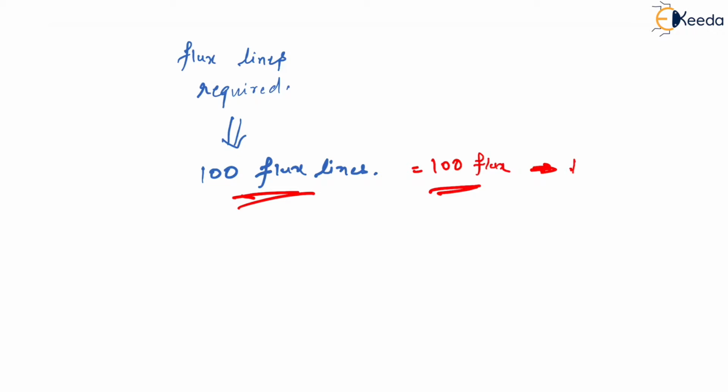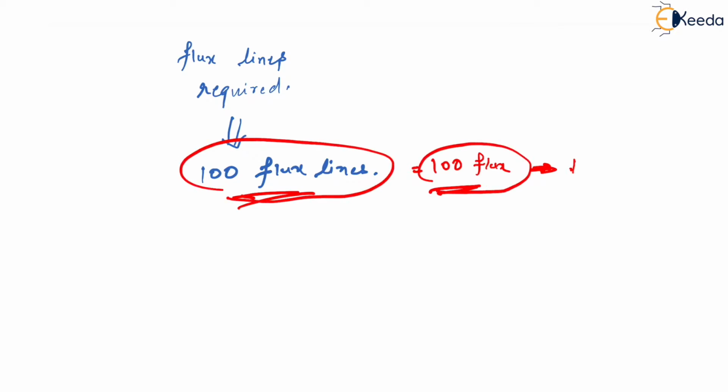this motor will draw unity power factor currents. If your field is able to produce 100 flux lines, which is the required flux, then your motor will draw unity power factor currents, correct?